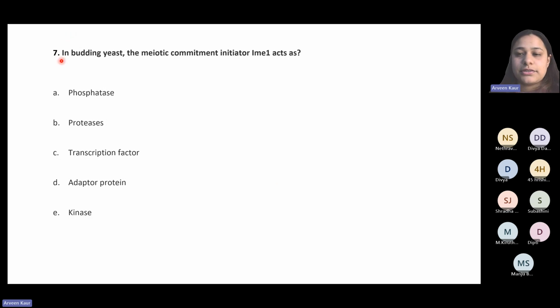Okay. So moving on to question number 7. In budding yeast, the meiotic commitment initiator IME1 acts as which one of these? Does it act as a phosphatase, a protease, a transcription factor, an adapter protein, or a kinase? There are 5 options given for this question. Go through the options, and try to remember that we have actually studied this during this week's lectures. I'll give you a moment to recall and then we can discuss the answer.